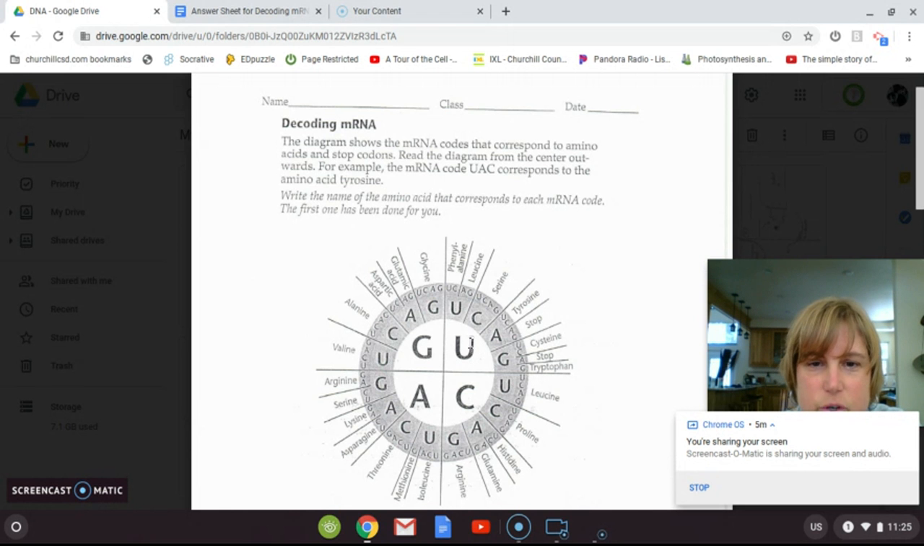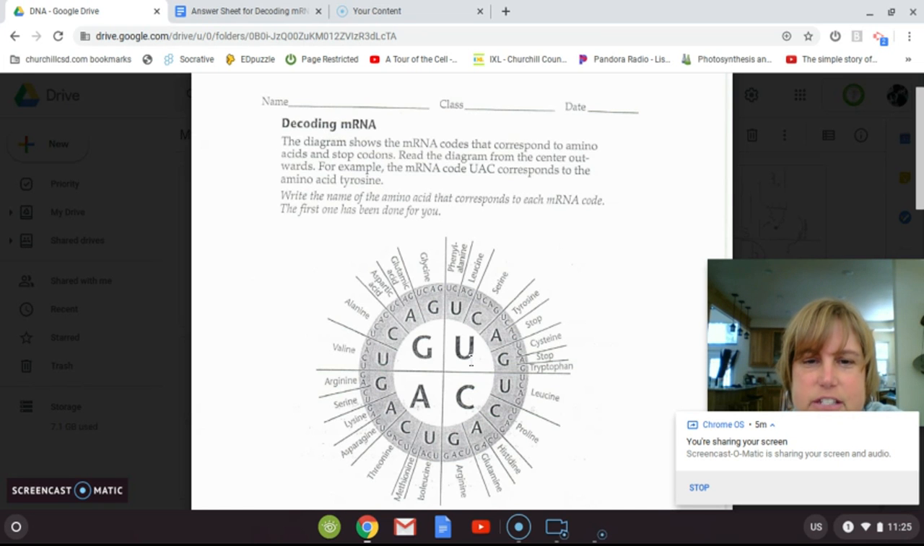Look at U, C, and then this one. Serine would actually have four different codes because you could have UCU, UCC, UCA, or UCG. And all of those would code for serine. So there'd be four different ways to get serine.